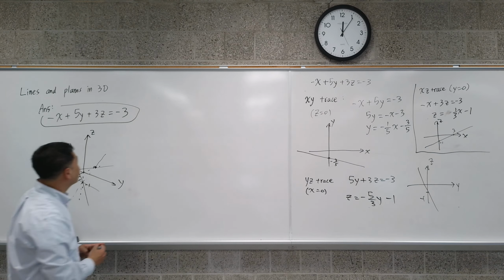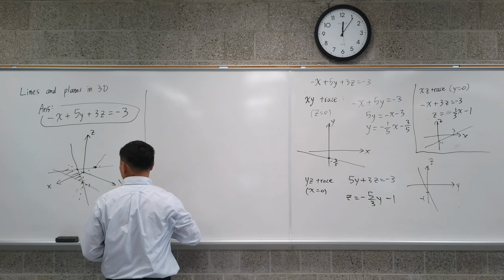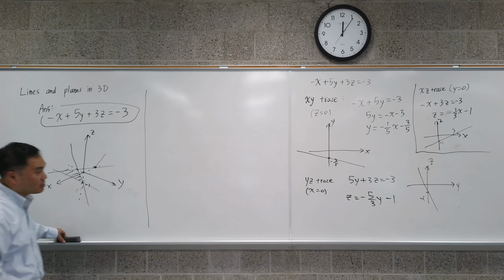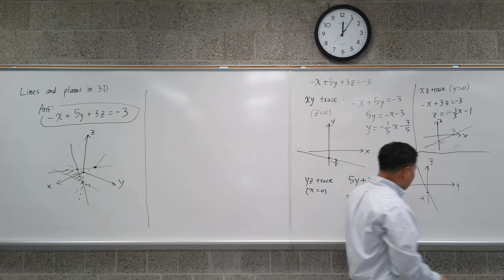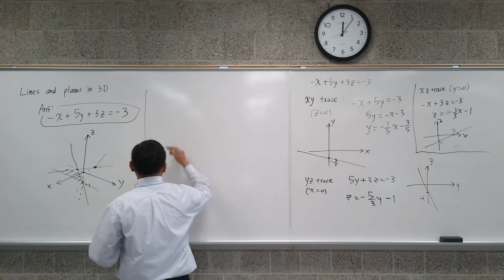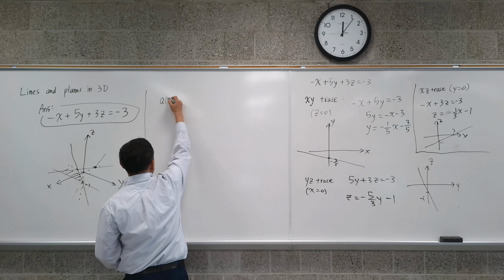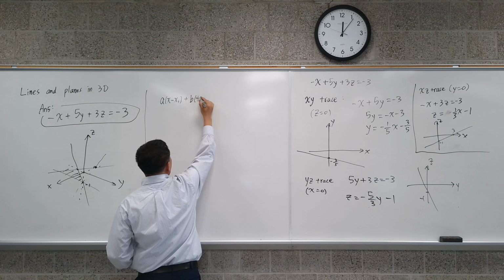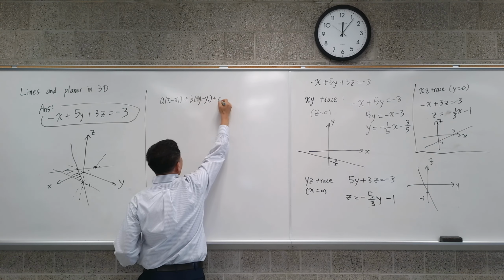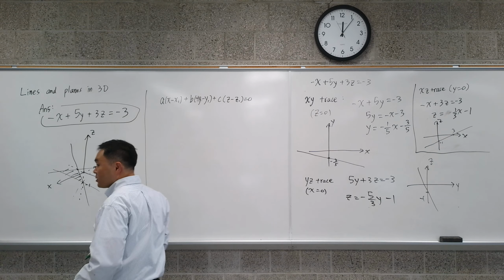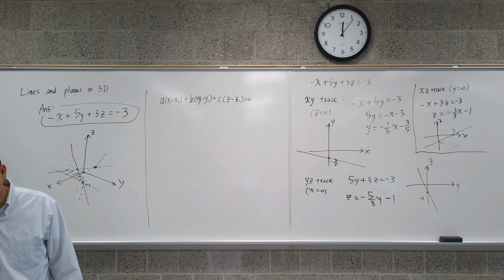Okay. So I'm just saying that there's a way to make sense out of that by looking at the xy trace, yz trace and zx trace. All right. So that's it. You just have to remember this formula. We did a lot of talking, but really it just boils down to remembering this one formula. That's all for the plane equation.